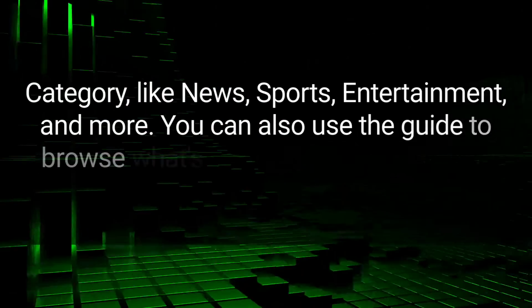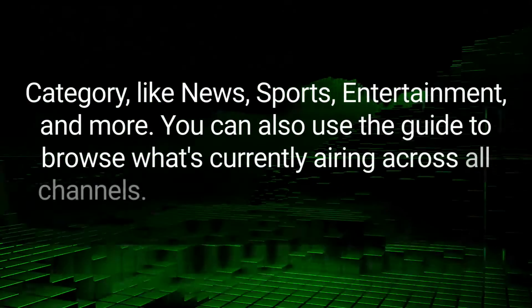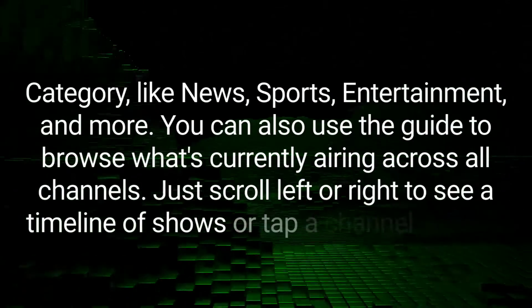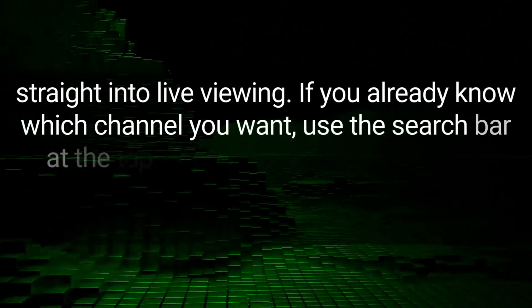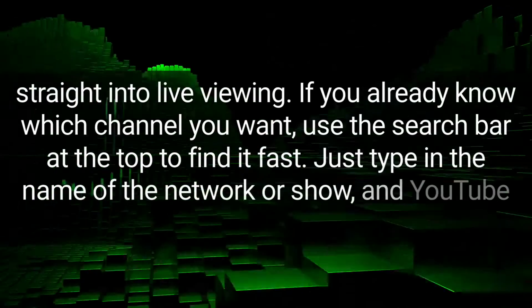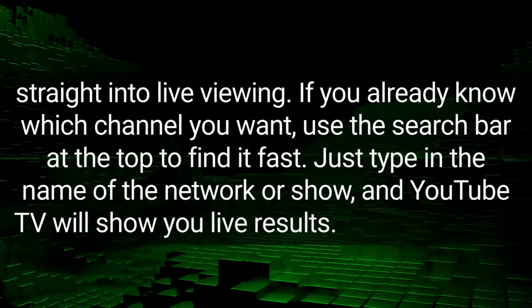You can also use the guide to browse what's currently airing across all channels. Just scroll left or right to see a timeline of shows, or tap a channel to jump straight into live viewing. If you already know which channel you want, use the search bar at the top to find it fast. Just type in the name of the network or show, and YouTube TV will show you live results.